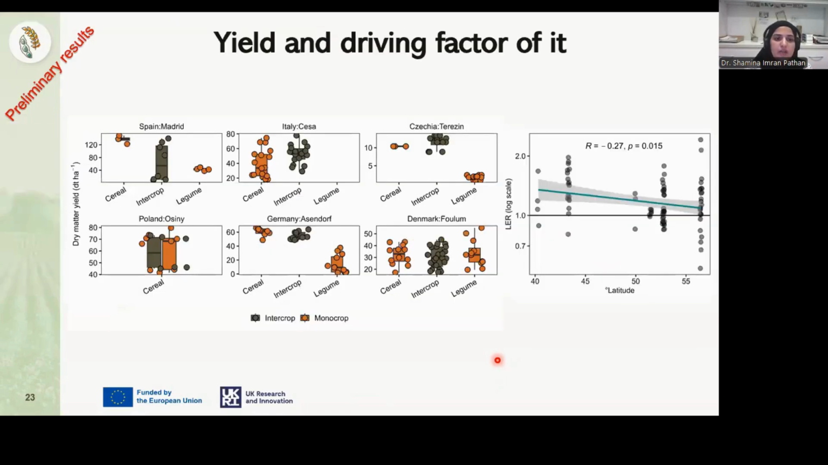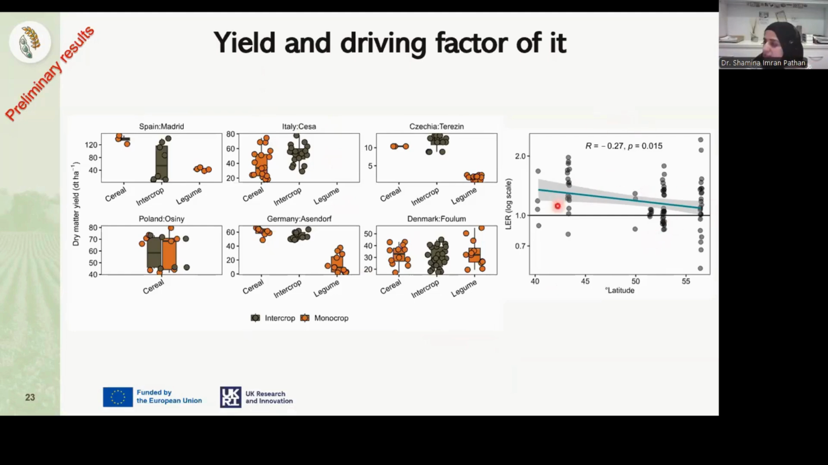And we also calculated the yield from different field trials. What we found is that there is no negative impact, or no lower yield, in intercropping. It is more or less a similar yield compared to the monocultures, or in some cases, the yield is increasing. So the intercropping has a positive impact on plant yield.